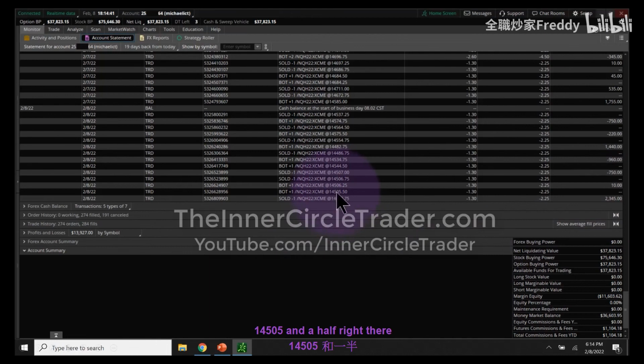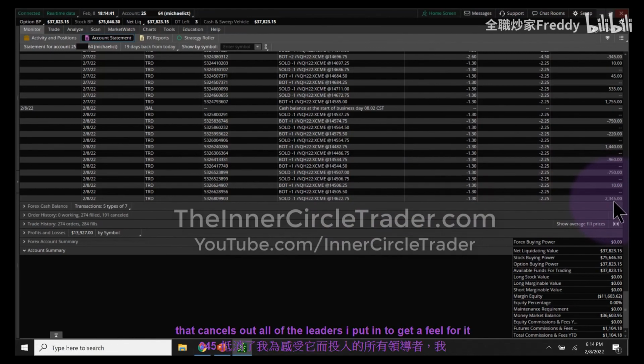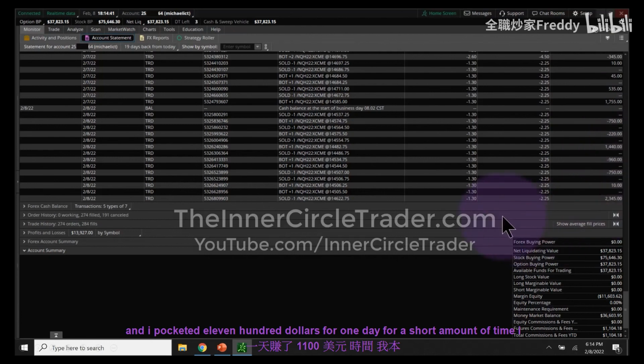there's that entry at 14,505 and a half right there. 14,622 and 3/4 right here. That was the sell. That was the exit. Here's the commission costs. Here's the fees, and here's the commission that TD Ameritrade takes out. And here's the return on that. One trade. $23.45. $2,345. That cancels out all of the losers I put in to get a feel for it, and I pocketed $1,100 for one day for a short amount of time.